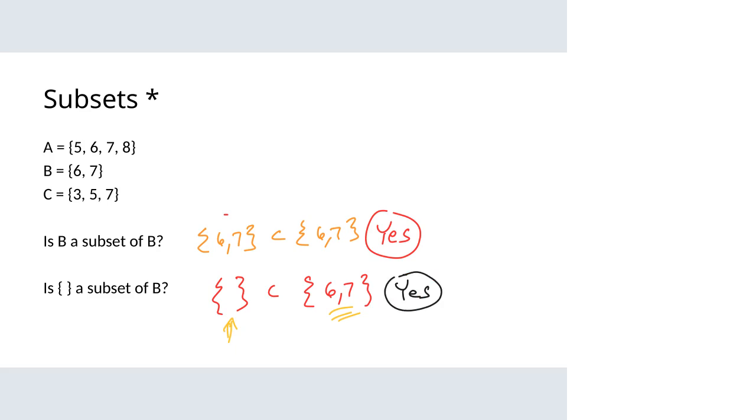The conclusion that these two things point us towards are two different rules related to subsets. The first is that every set is a subset of itself.